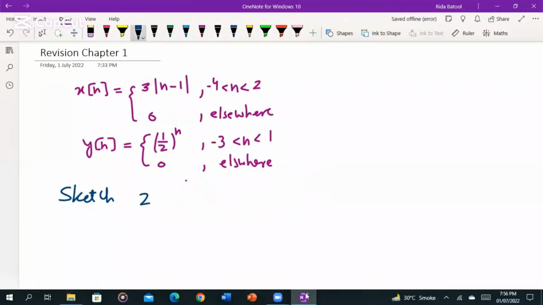2x of 3n minus y of n minus 4. For example, you need to sketch this signal. y of n minus 4. Okay, fine, it is absolutely fine.